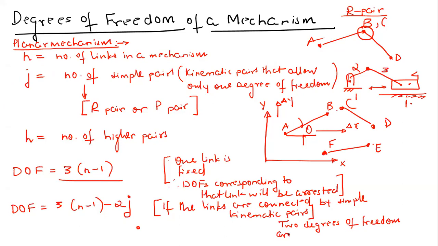So let me write it down here: 2 degrees of freedom arrested per kinematic pair, right? And just remember this thing, this thing is very important. This kinematic pair, the J notation, denotes the kinematic pair that allows only 1 degree of freedom. Or in very simple words, it denotes the number of simple kinematic pairs, right?